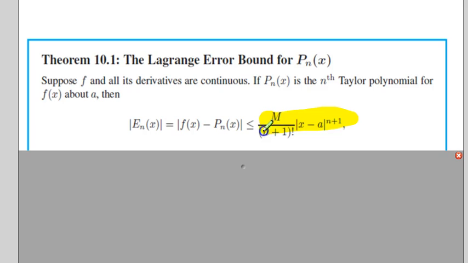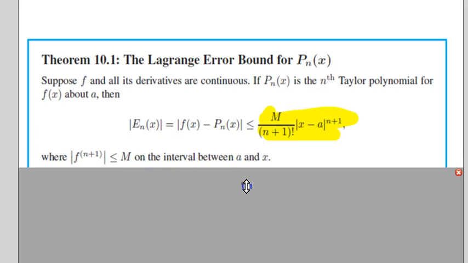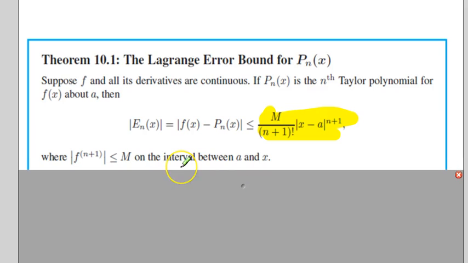Okay? Well, we know what n and x represent for an nth degree Taylor polynomial centered about a. But what does m represent? Well, we'll get to that. The thing that we should know is that m represents a bound of the n plus 1 derivative of the function value on an interval between a and x.